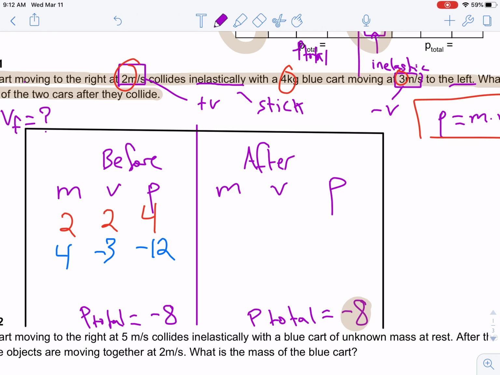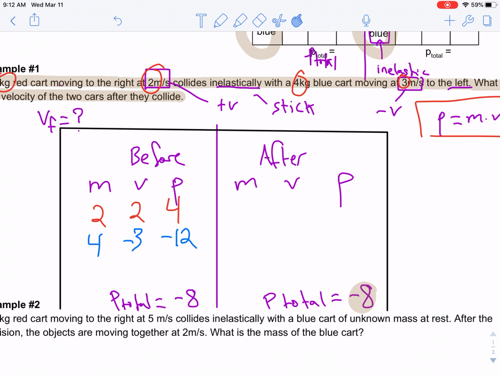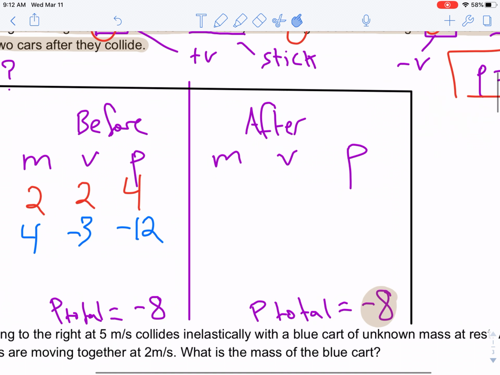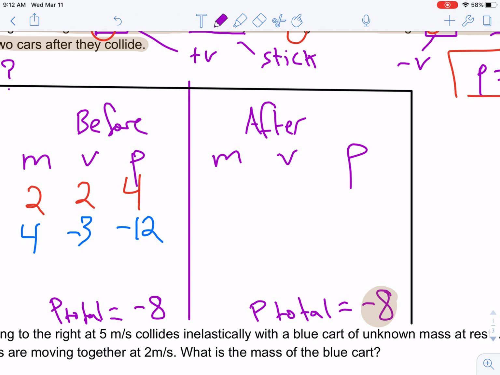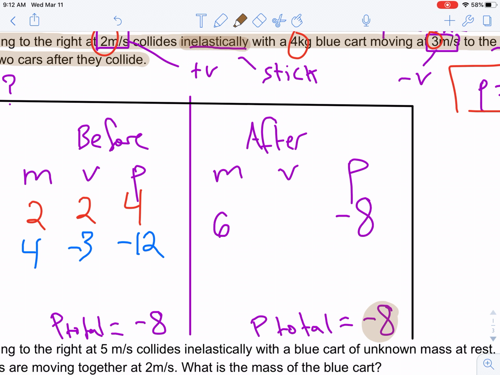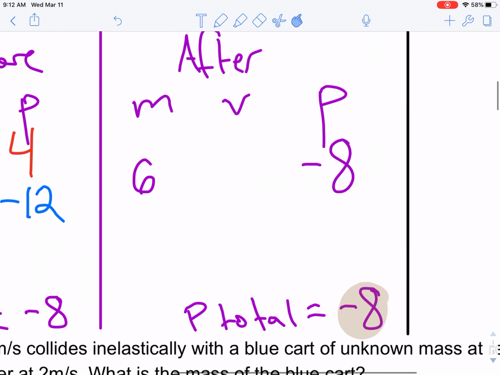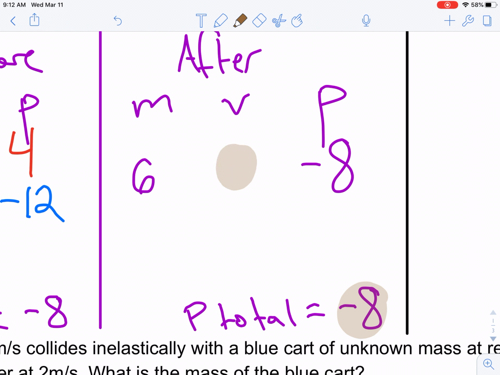So both of these cars together, if we think about their mass, one car is 2 kilograms, the other car is 4 kilograms. So together they have a mass of 6 kilograms. And we know that the momentum of both of them together is negative 8 because we know that they stuck together. And we know that because it said that they collided inelastically. Now our last thing is solving for velocity.